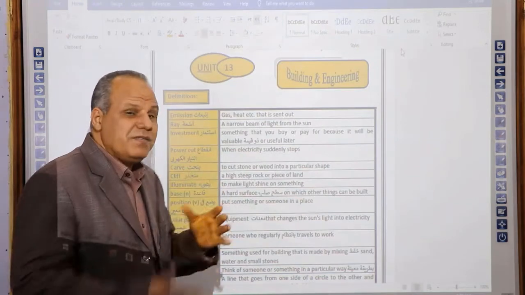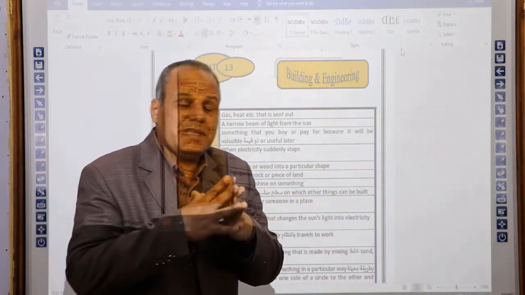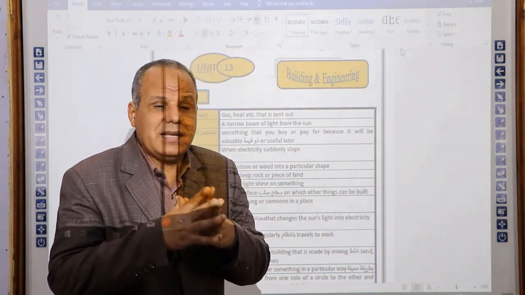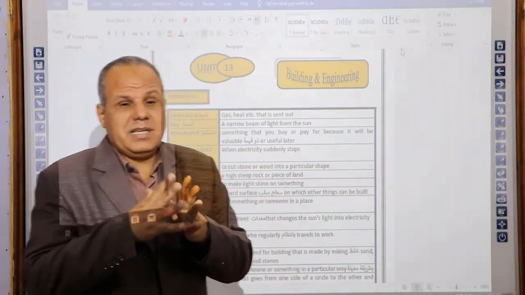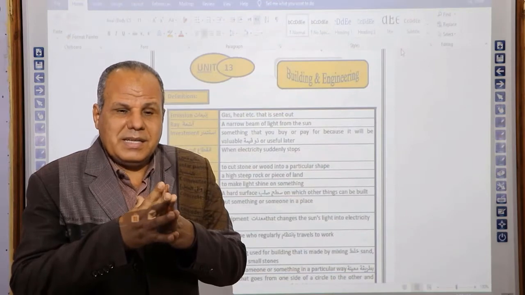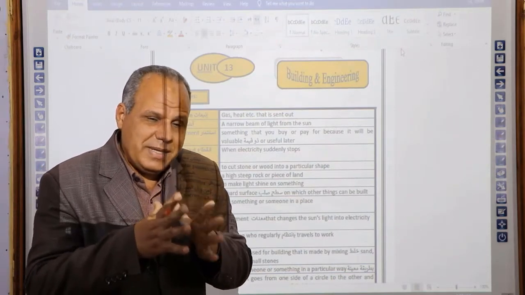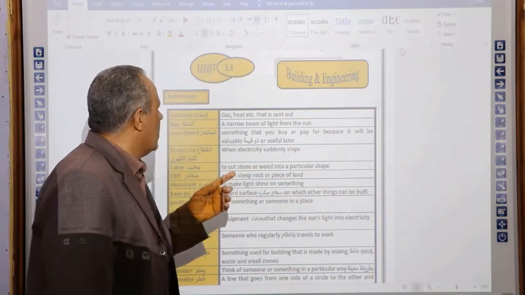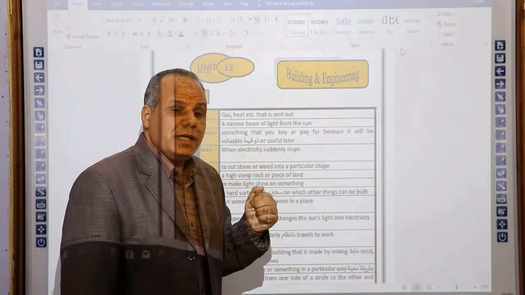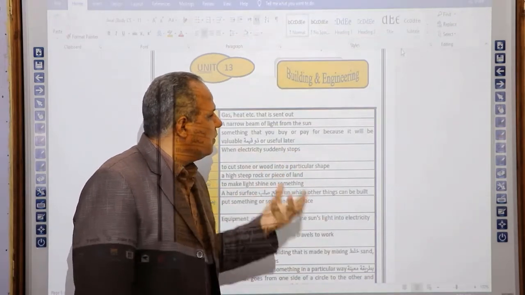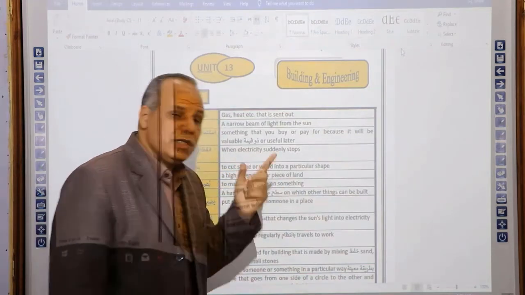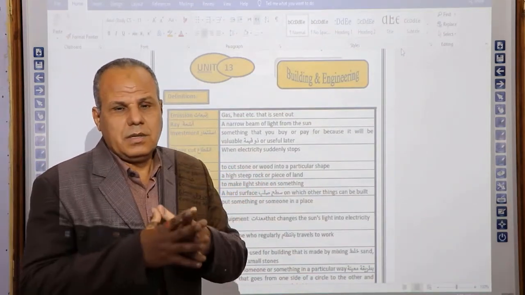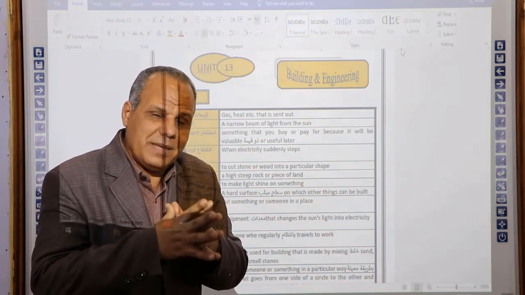Number three, investment. Investment that means in Arabic استثمار. The verb of it is invest, invested, investment, استثمار. Something that you buy or pay for because it will be valuable or useful later. هيبقى له قيمة فيما بعد.